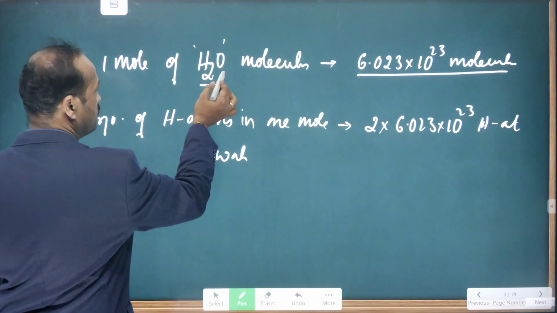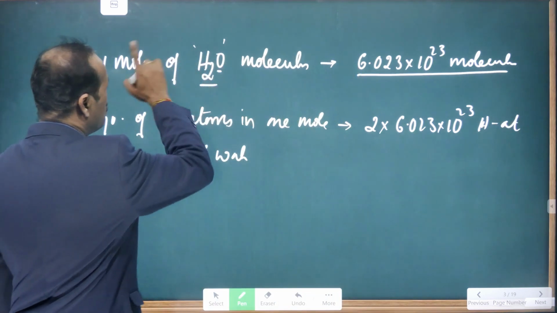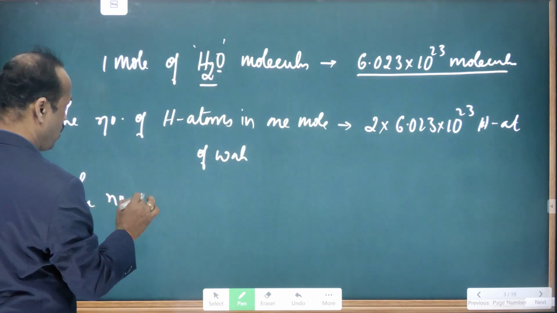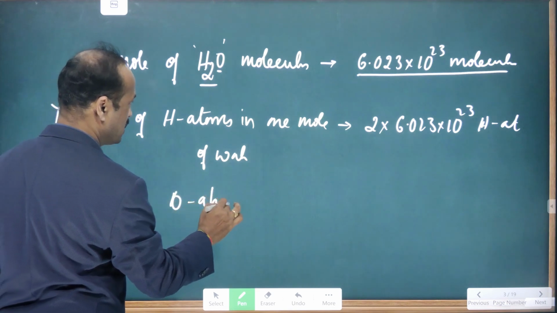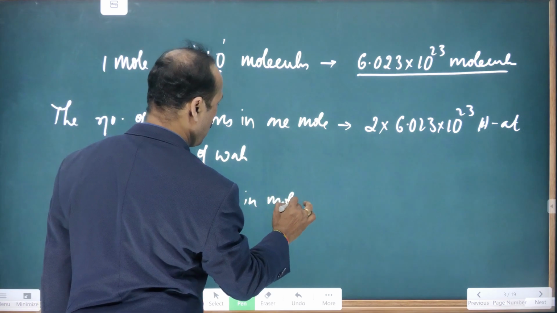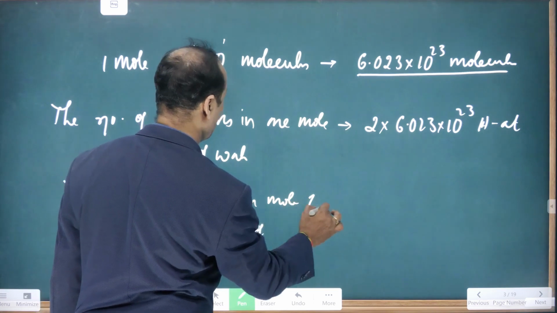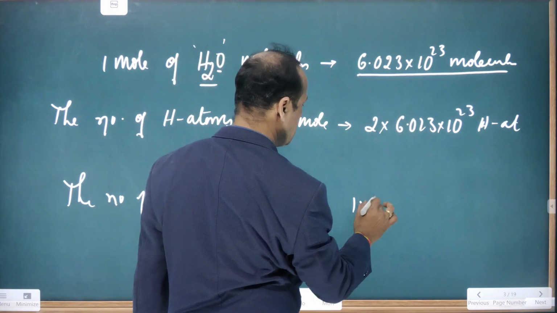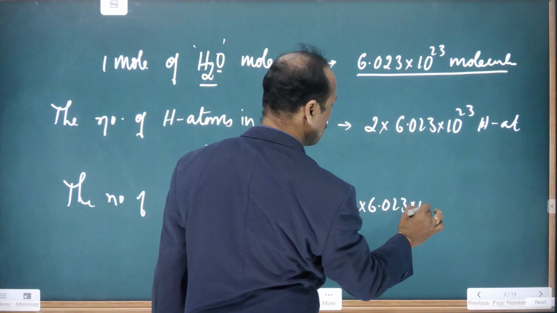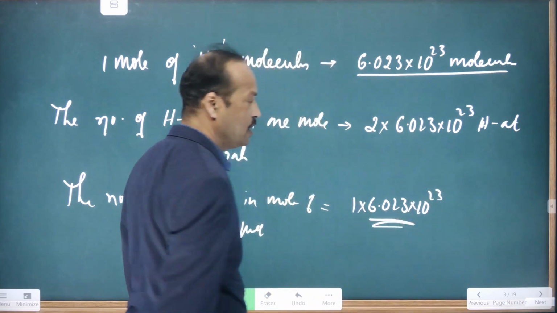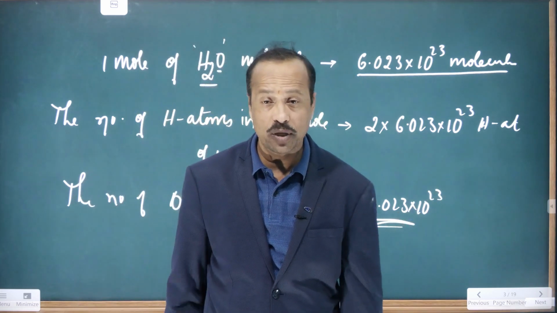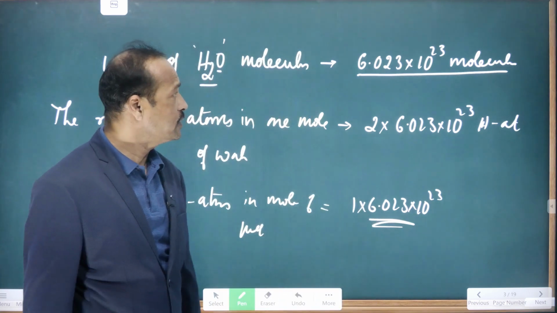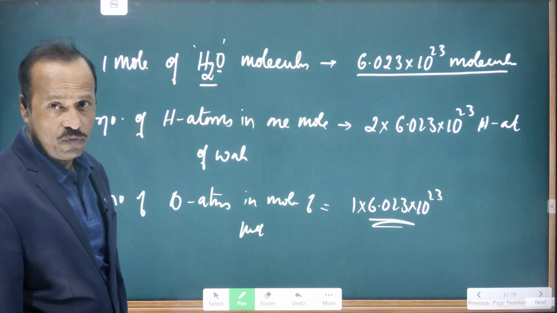Clear? How many oxygen atoms? One molecule consists of only one oxygen, so 1 mole of water consists of the same number. So the number of oxygen atoms in 1 mole of water is 1 into 6.023 into 10 to the power of 23. That's all. Like this you can calculate the number of atoms or the number of molecules present in 1 mole of any substance.